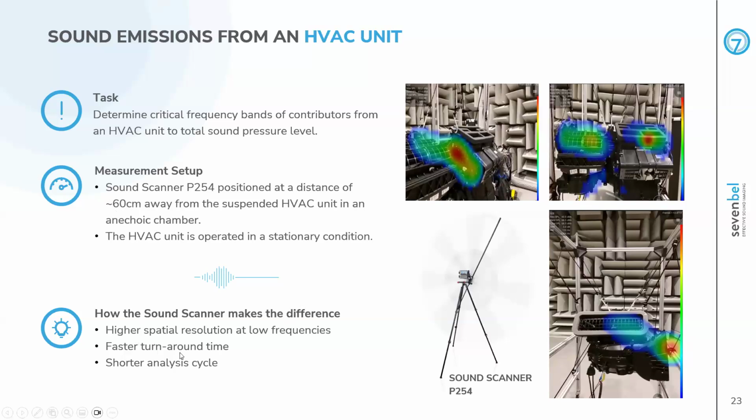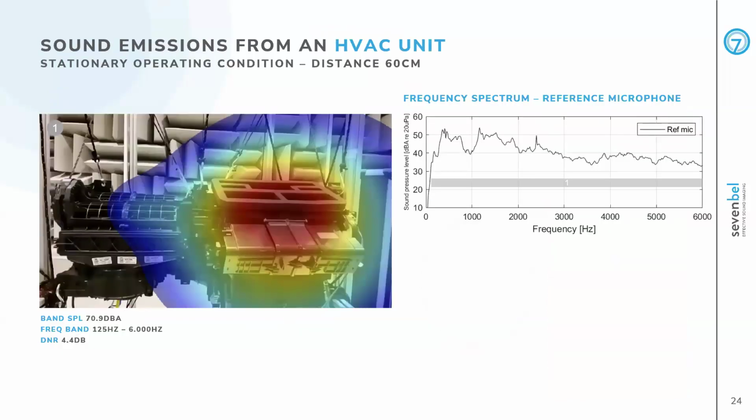And we will leverage the high spatial resolution of this sound scanner P254 to try to study this HVAC. So we take a first picture. This again is a stabilized condition. We make it ventilate and we measure the noise for 5 to 10 seconds. In wideband, so if we consider the whole spectrum of this measurement, we immediately see that most of the noise is coming from the right-hand side of the unit.